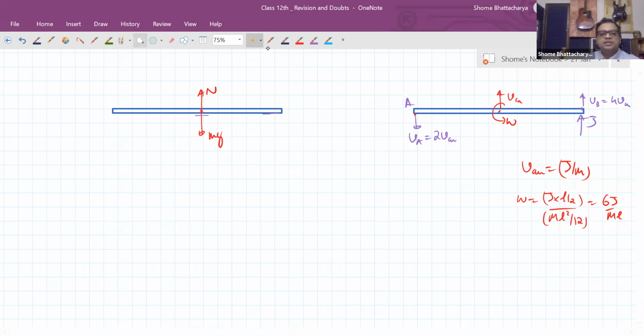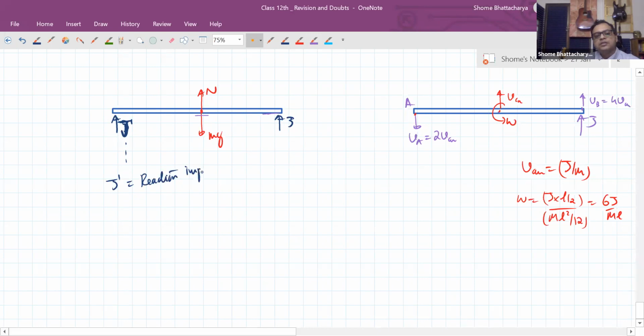But here what is happening? It's against the table. So the table immediately reacts by applying an impulse at this end. So after we apply this impulse, the table applies like a collision impulse. This is like an impact force into time. So this J prime is like a reaction impulse. This is like a collision impulse.